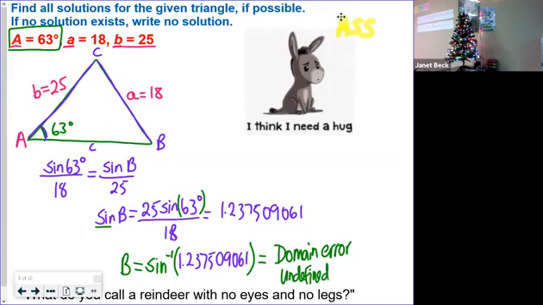Can anybody see what's happened here? Can anyone see what the problem is? Can anyone tell us why our calculator rejected this calculation? Said you can't do that. That's a domain error. Domain error is a huge clue. Anyone? The sine function, we got a value of sine to be 1.2375. What's the range of the sine function?